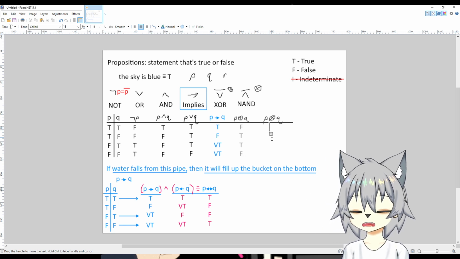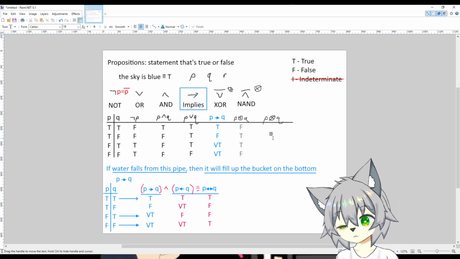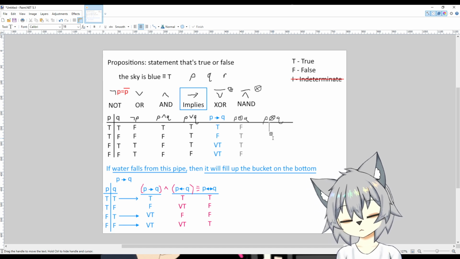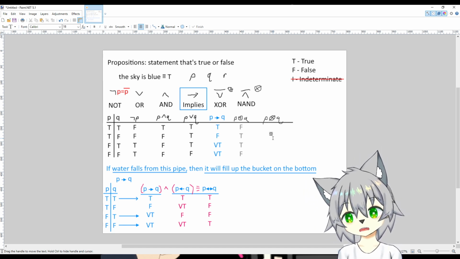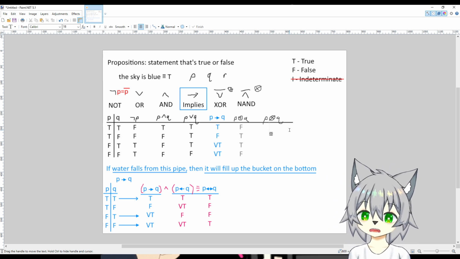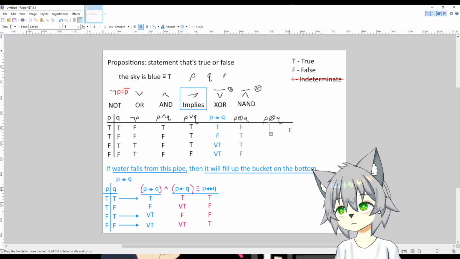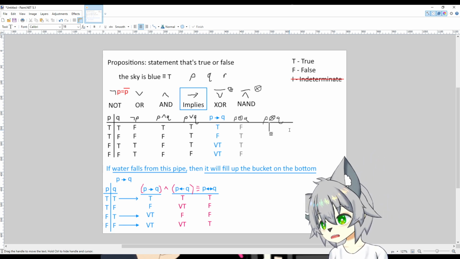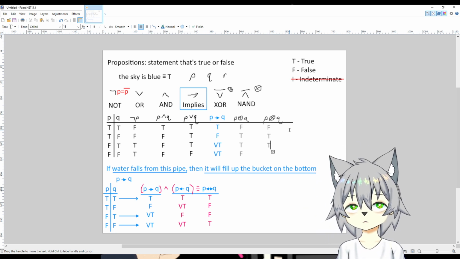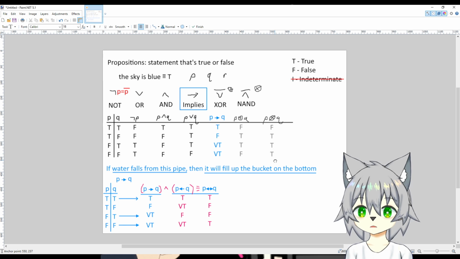Now, NAND is also a very neat function. I didn't really get introduced to it when I learned propositional logic to begin with. However, you can technically make every other logic gate from NAND. And basically, it's just the reverse of the AND symbol. So basically, it is false, true, true, true.